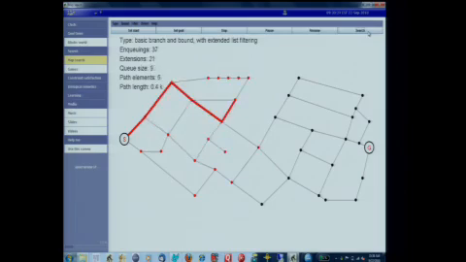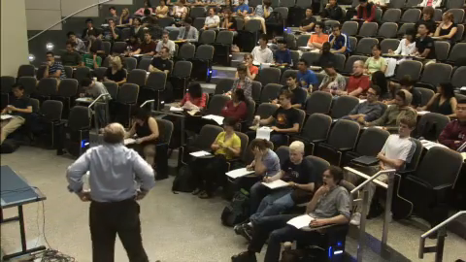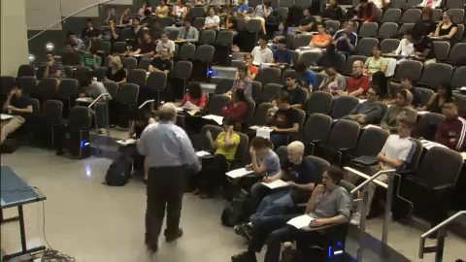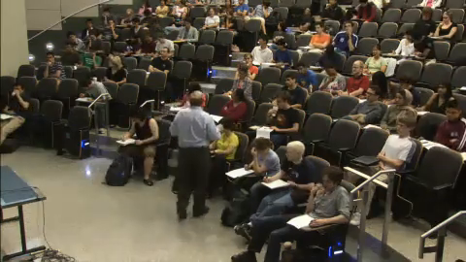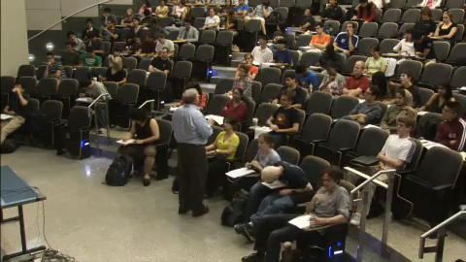Still doing a lot of work, still examining a lot of paths. But look at that. Instead of 835 extensions, it only did 38. So that's a pretty substantial savings, and you would never not want to do that. So note that that's a layering on top of branch and bound. That's not a different algorithm. It's an adjustment, an improvement to the algorithm that makes it more efficient.